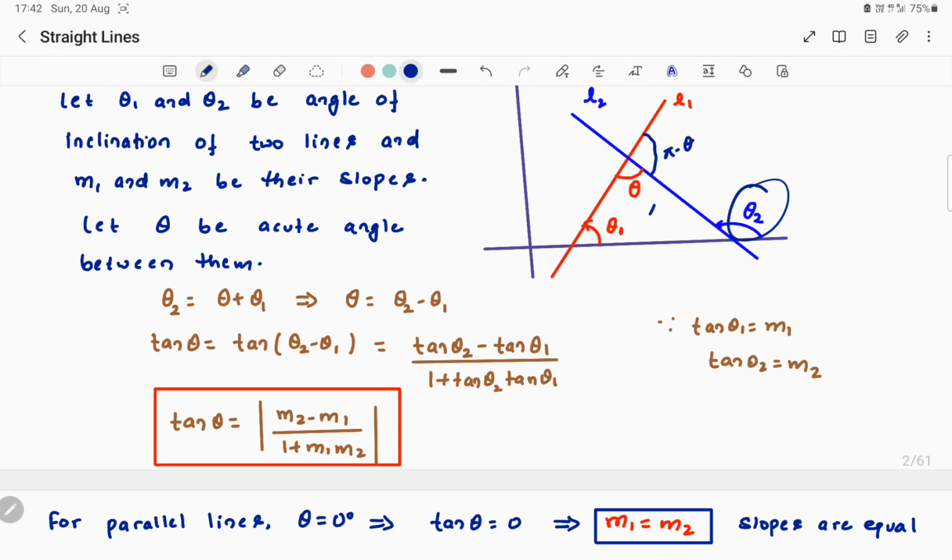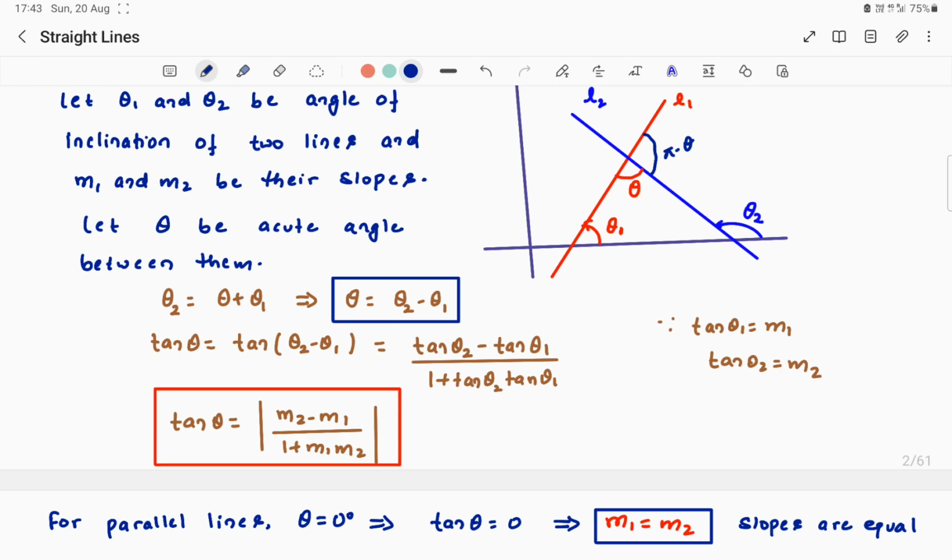This angle is equal to the sum of these two angles. So from there we want theta, so we can keep theta on one side. We got theta is equal to theta 2 minus theta 1. In the questions you will not know theta, isn't it? So we will try to generate a formula in terms of the slope. We can apply tan on both sides. So we got tan theta is equal to tan of theta 2 minus theta 1.